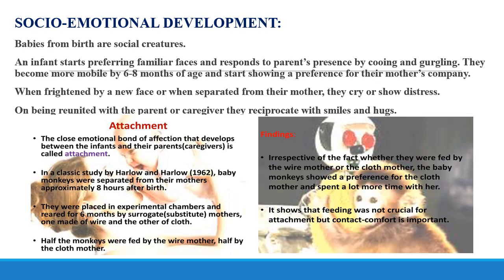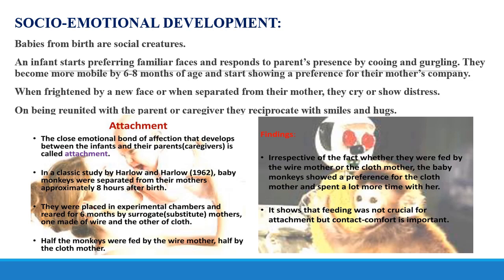Next we have socio-emotional development. Now, babies from birth are social creatures. Why? An infant starts preferring familiar faces and responds to parents' presence by cooing and gurgling. They become more mobile by 6 to 8 months of age and start showing a preference for their mother's company. Yes or no? When frightened by a new face or when separated from their mother, they cry or show distress, and on being reunited with the parent or caregiver, they reciprocate with smiles and hugs.